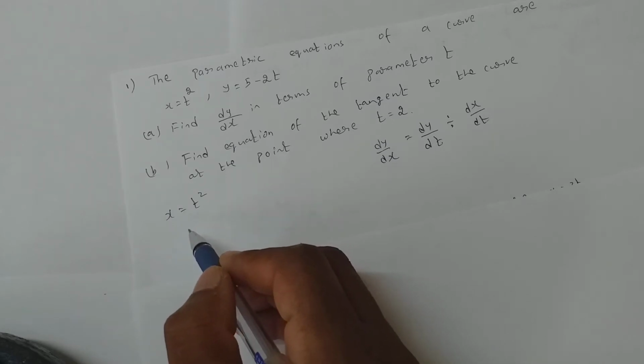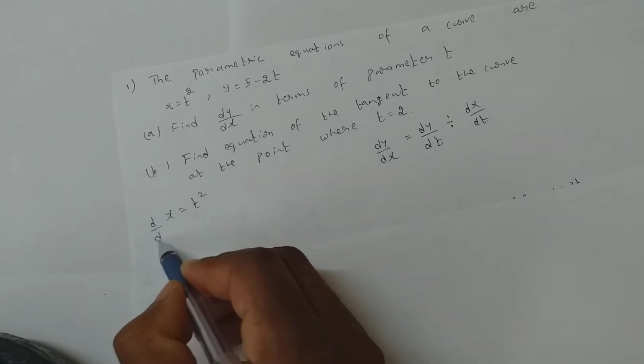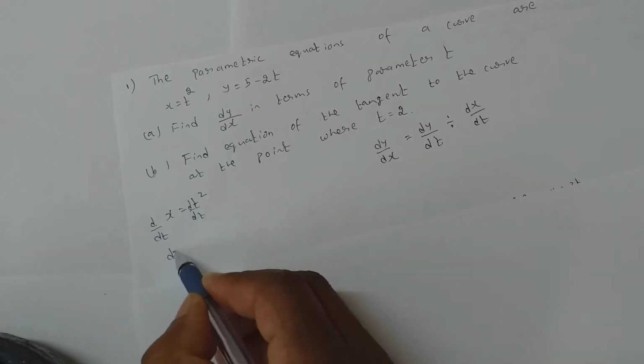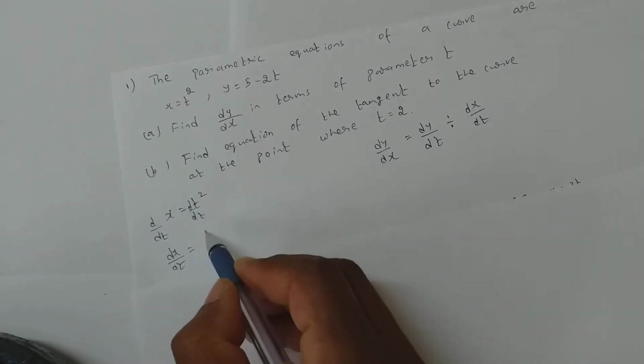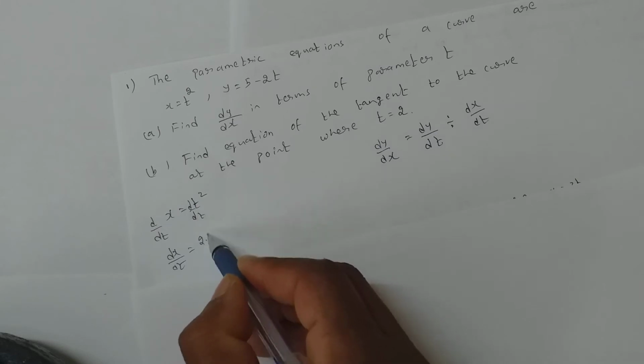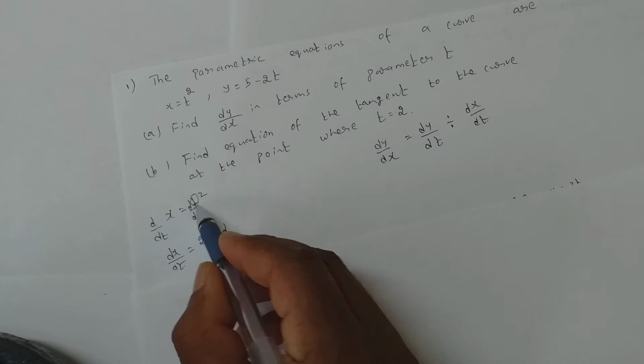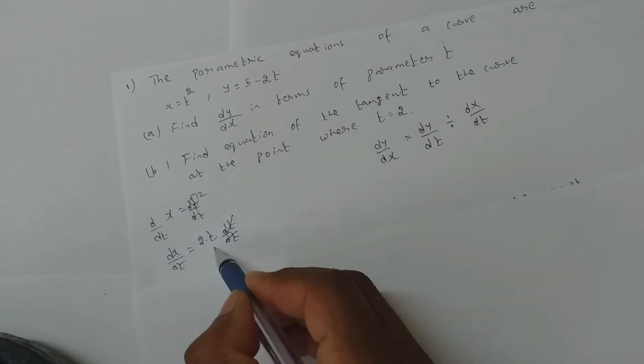How do I get dx by dt? On both sides, you place d by dt. So dx by dt equal to t square differentiated, which is 2t, into d by dt of t, which is only 2t.